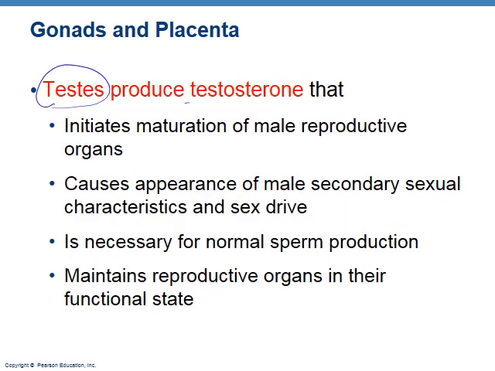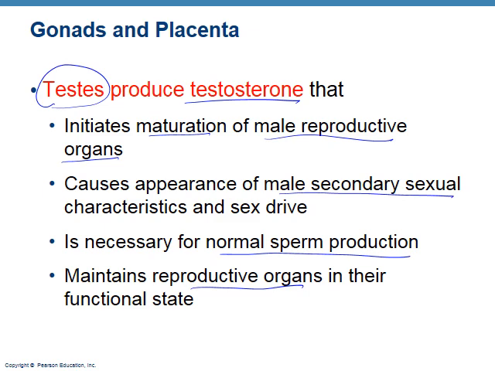Now, when we look at the testes, they're going to produce testosterone. This is going to help with male reproduction, maturation of male reproductive organs, male secondary sexual characteristics, necessary for sperm production, and help maintain the reproductive organs. Again, you still have your adrenal cortex, which is secreting testosterone, but you also will secrete testosterone by the testes once they're developed.